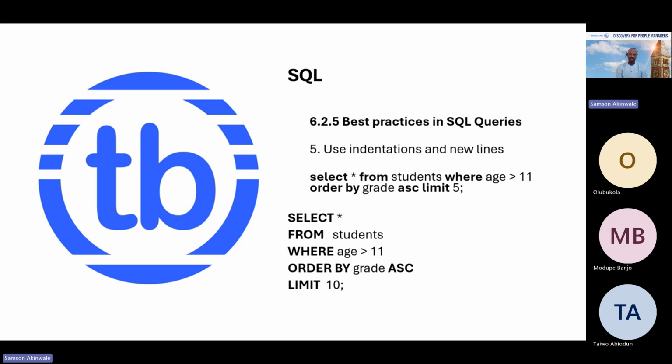So what we wrote up here could have just been written this way, as it is written down here, which is much more standard. SELECT *, next line FROM students, next line, not just all students, but students whose ages are greater than 11, then go ahead and arrange them. I don't just want you to give all of them to me without any form of order. I want you to order it, meaning I want you to arrange it.